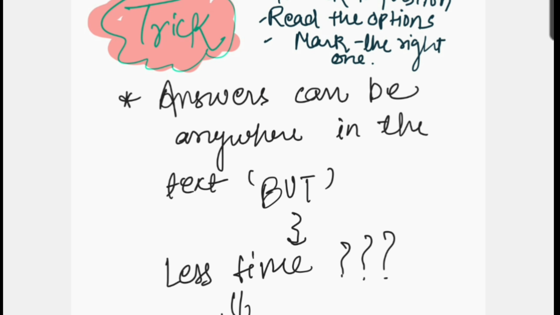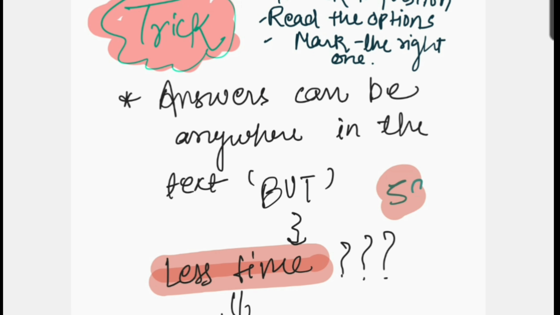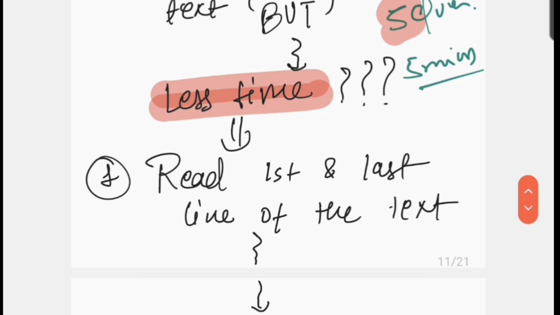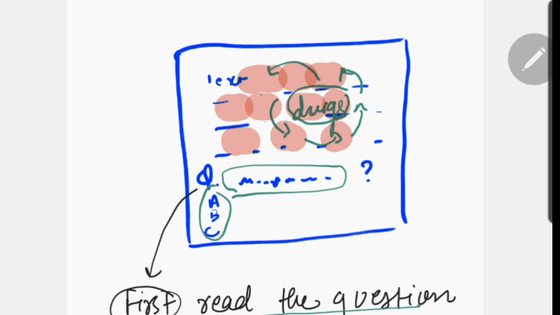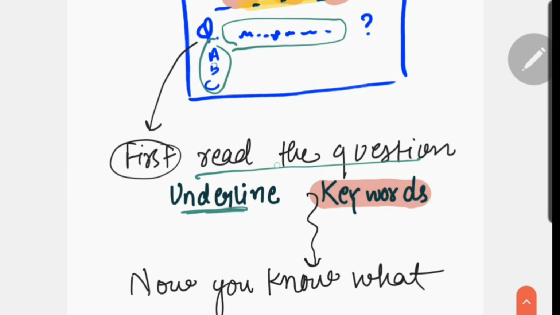So let's say you have very, very less time now, and you have to complete five questions, and you just have 5 minutes left. So what is it that you're gonna do? You don't even have 2 minutes per question. So what you can do is you can read the question. So you read the question and you read the first and the last line of the text. Okay? And then you go back and read the question and the answer options.